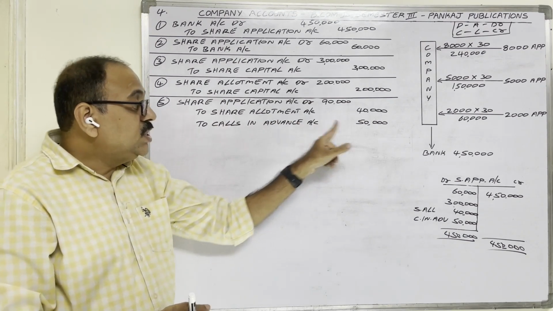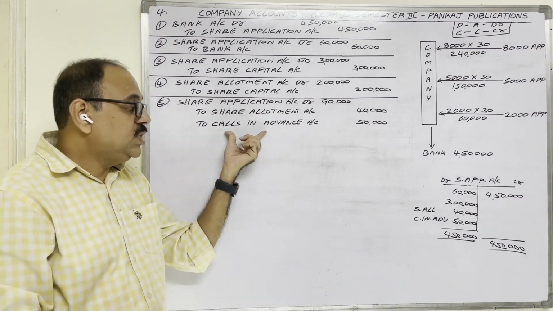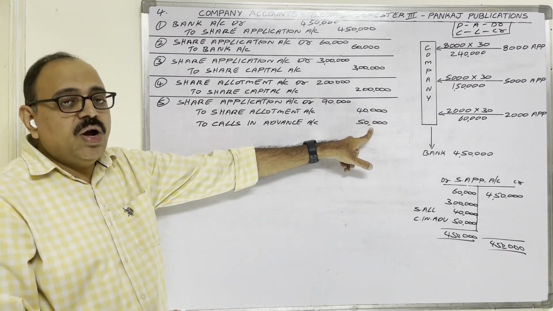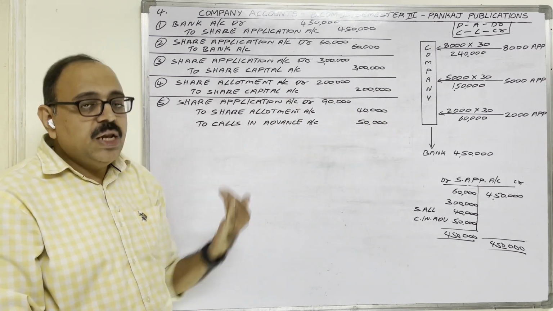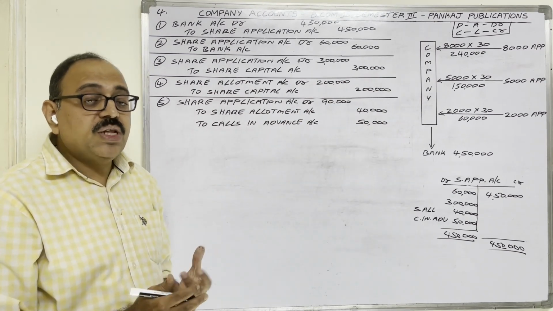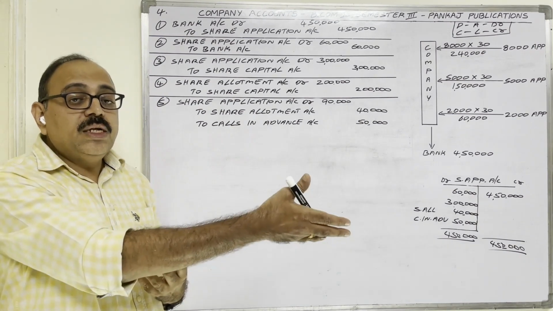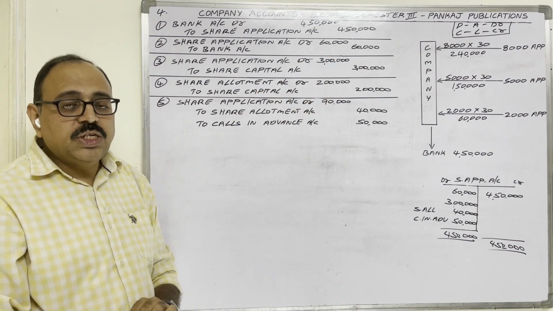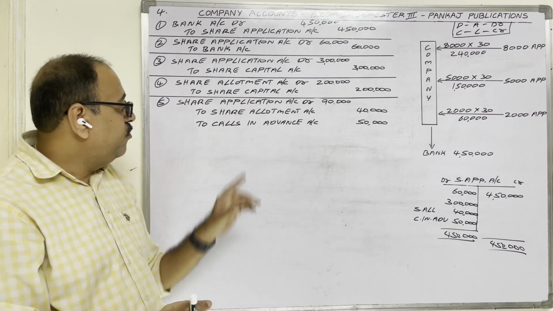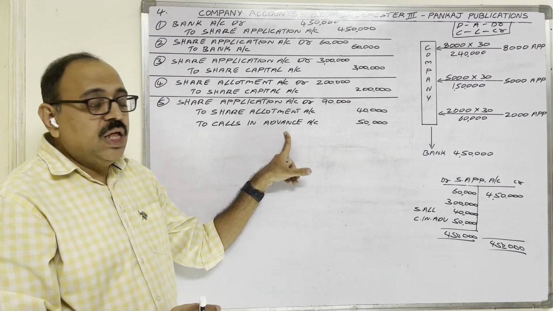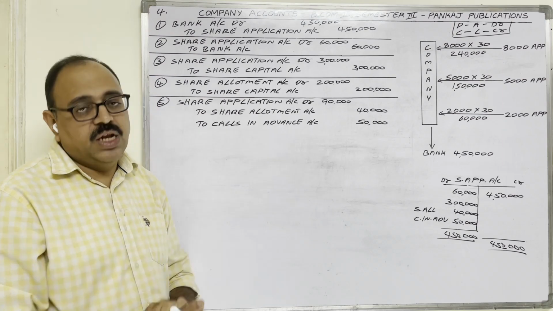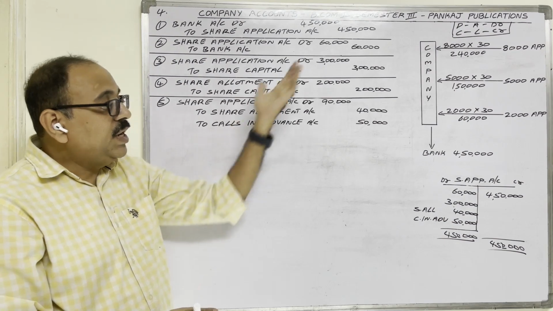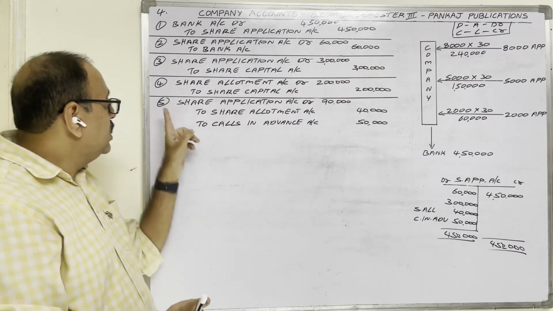And why is the calls in advance account created? The calls in advance account is also a personal account. Because this 50,000 is what? From applicants, the company received that money in advance. It means for this 50,000 rupees, applicants are creditors, no? A creditor is a liability, and a liability shows a credit balance. Instead of writing those applicants' names, we wrote the words calls in advance. Therefore, the calls in advance account is also a personal account, a representative personal account, because this account is representing applicants' names. So this is the fifth entry.